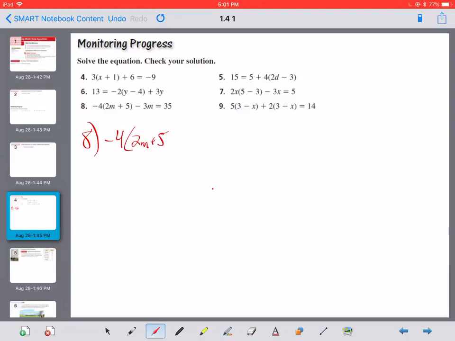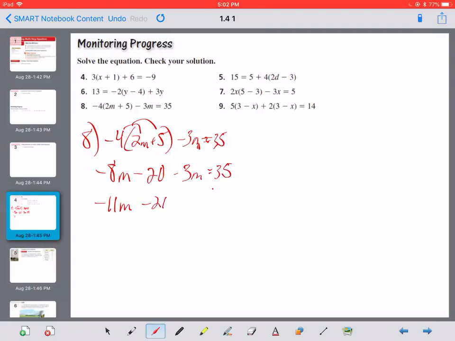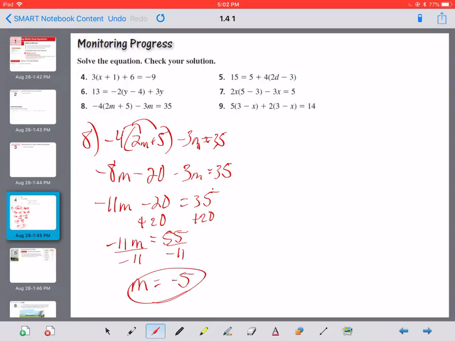All right, 8. Negative 4 times 2m plus 5, minus 3m equals 35. I'm going to distribute. Negative 8m minus 20 minus 3m equals 35. Negative 11m minus 20 equals 35. Add 20. Negative 11m equals 55. Divide by negative 11. m equals negative 5.